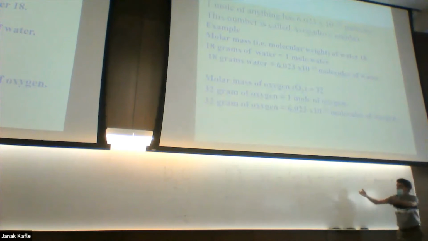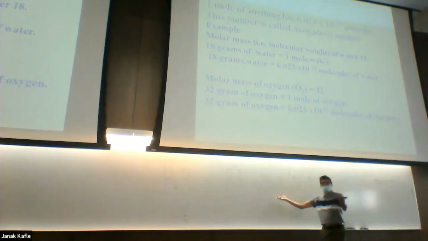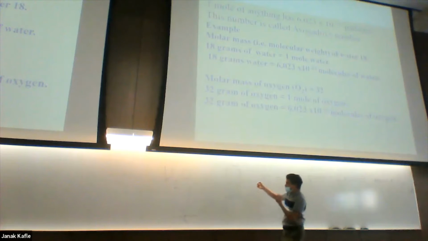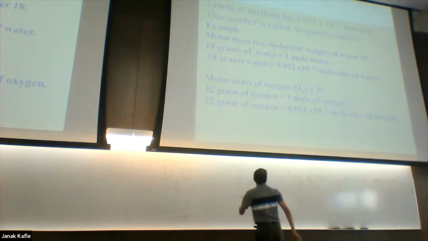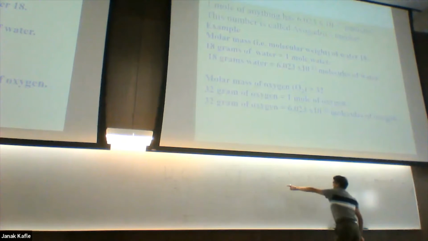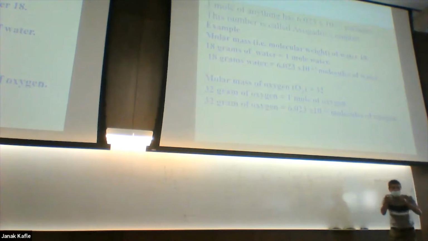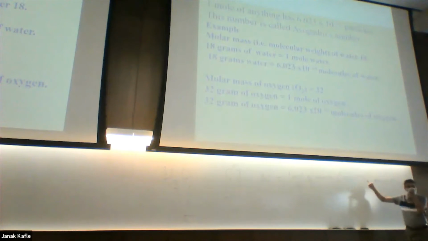I have water in that bottle. How much water do I have there? I go to the balance and measure the mass. I have 18 gram. So if I have 18 gram, 18 is the molar mass of water. So I could say I have 1 mole of water. And if you have 1 mole of water, how many particles are there? There are 6.023 times 10 to the power 23 particles. Make sense? Everybody got it?